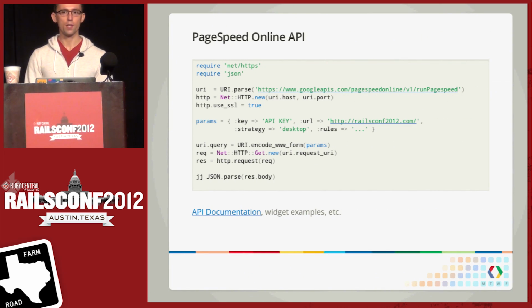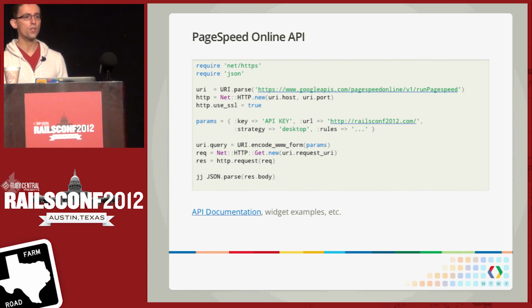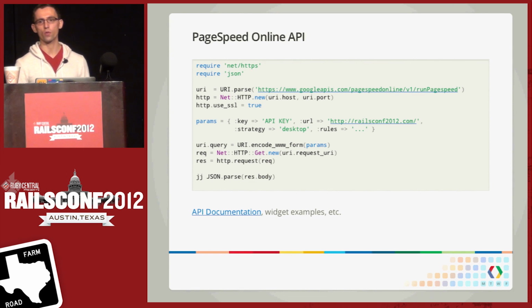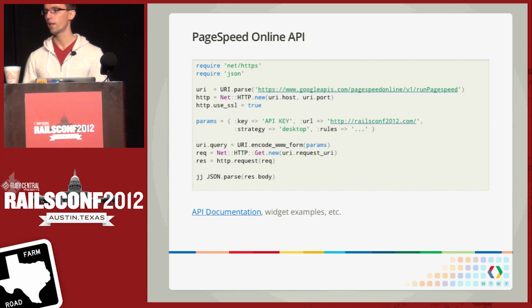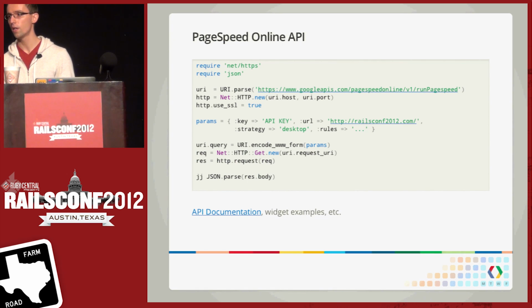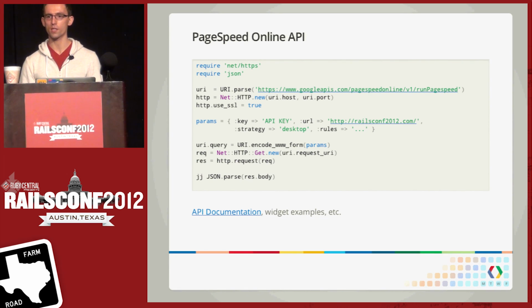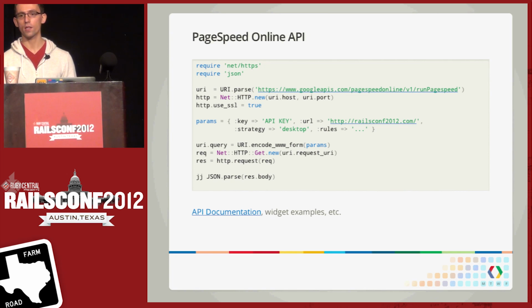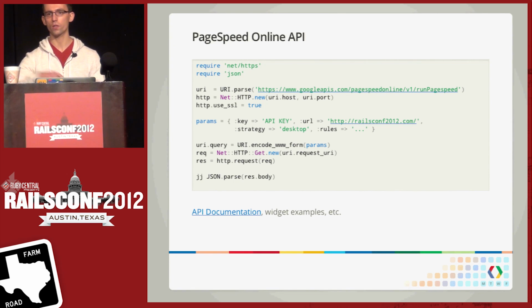PageSpeed Online also has an API. So you can easily automate this and run this periodically or for specific pages. You can set different strategies, things like, hey, I'm actually interested in optimizations for a mobile experience. So we have some different rules for mobile as opposed to desktop. You can tell it to run specific rules, so don't run the whole battery of 50 plus statements, just run this one specific one. And it's all available there via JSON. You just need to get an API key and go nuts. Build widgets, all kinds of stuff.